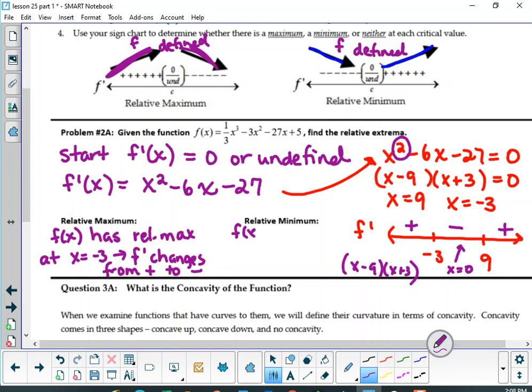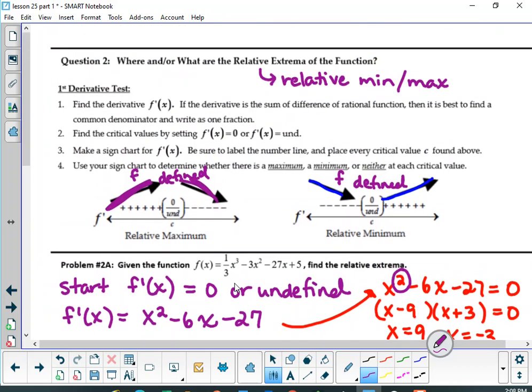Similarly, f of x has a relative min at x equals 9. How do I know that? f prime changes negative to positive. You have to be specific about the change because the different type of change creates the different behavior. So you've got to make sure you're describing a change in f prime that leads to a relative maximum or a change in f prime that leads to a relative minimum.